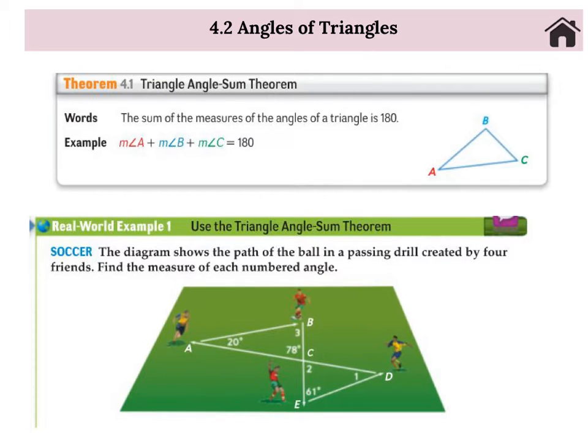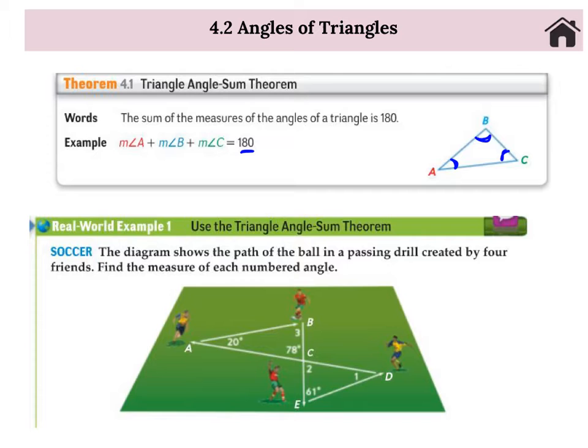Hey guys, so today we're going to be working on 4.2, angles of triangles, out of Unit 3. Okay, so first thing we want to look at is the triangle angle sum theorem. It talks about the sum of the measures of the angles of a triangle being 180 degrees. What that means is, we have angle A, so the measure of angle A plus the measure of angle B plus the measure of angle C equals 180 degrees.